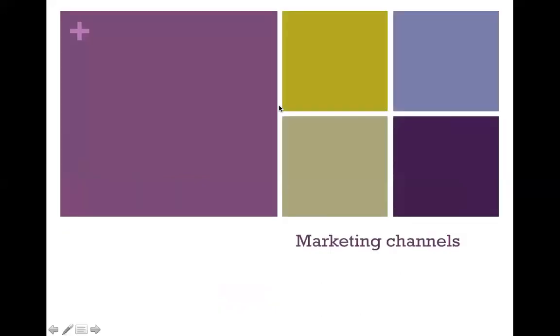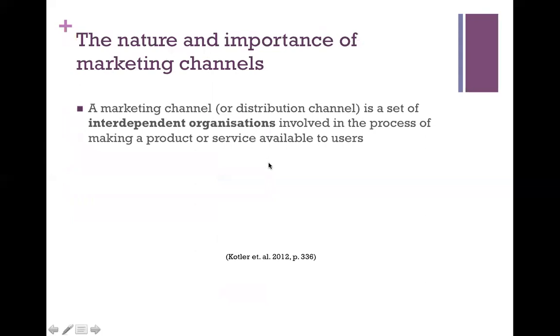Okay, right, now let's look at the marketing channel. This is what we mean by marketing channel. A marketing channel is a set of interdependent organizations involved in the process of making a product or service available to organizations, or to users or consumers. We use the term interdependent because they may not be from the same organization, but they depend on one another, because they work in the context of making the product or service available for our users or for our customers.